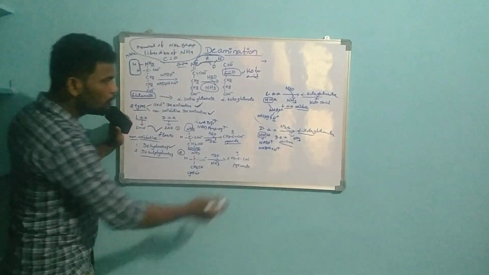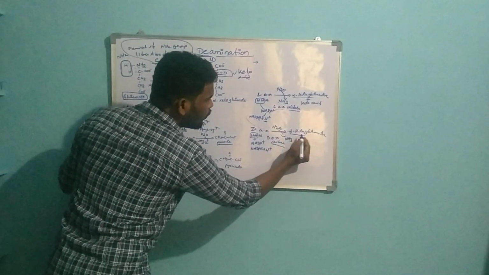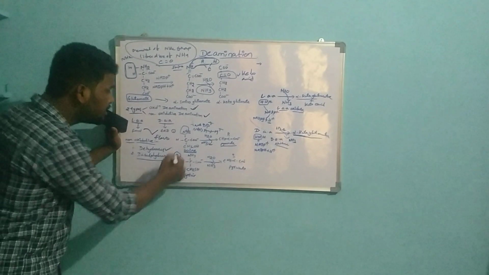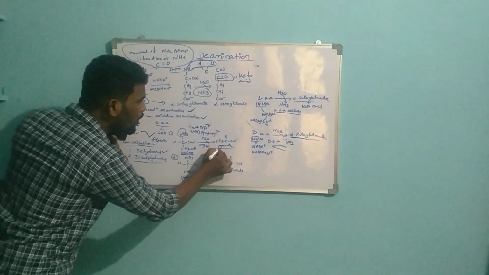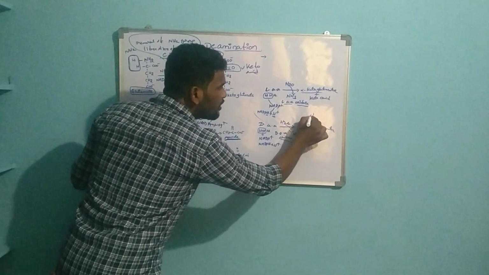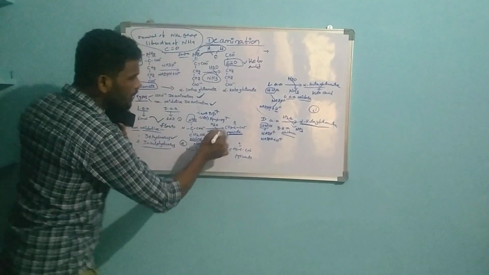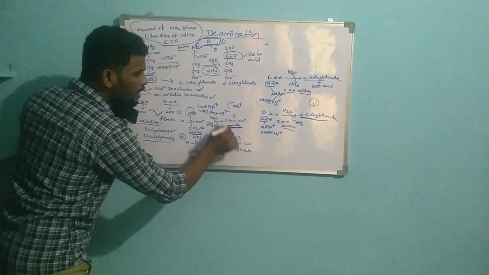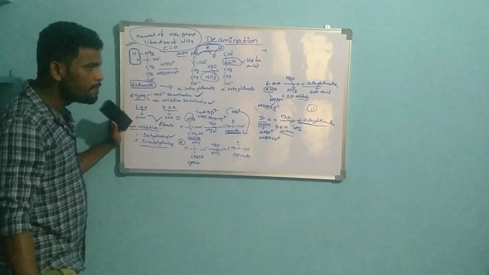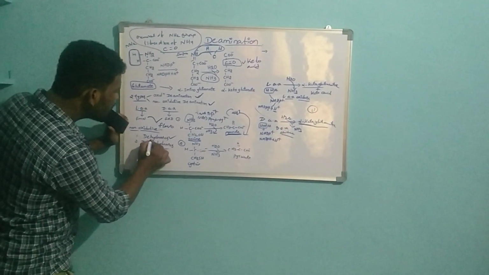Why? Because in this reaction the final product formed is alpha ketoglutarate, and in this reaction the final product formed is pyruvic acid. Why? Because in the presence of oxygen it is aerobic respiration, and in the absence of oxygen it is a reduction reaction. So the final product formed is pyruvic acid. Is it right? Okay. So next one is the dehydrases.